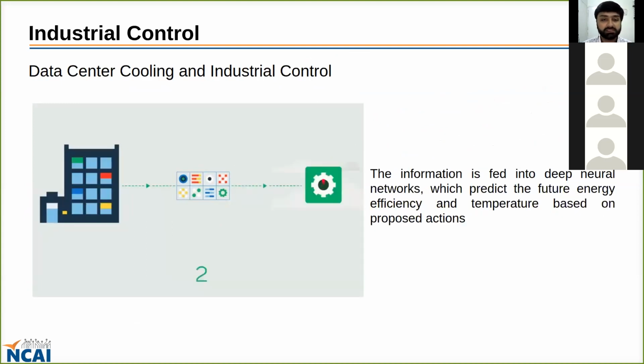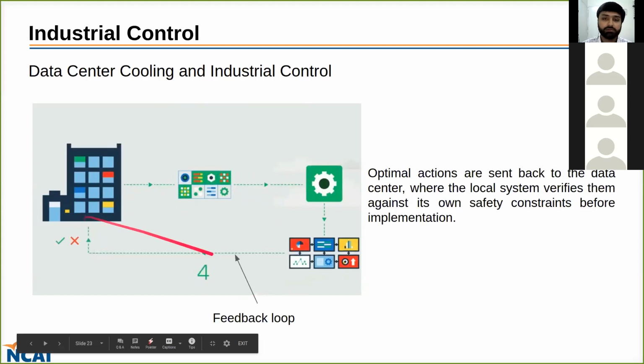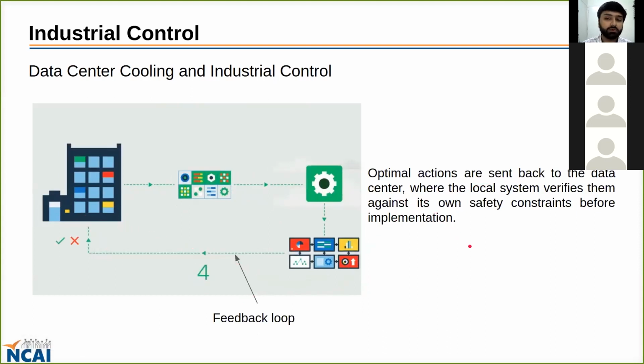Then this information is fed into the deep neural networks, which is actually, in our case, the agent, which predicts the future energy efficiency and the temperature based on the proposed actions. The AI then selects the actions that satisfy the safety constraints and minimize future energy consumption, meaning that it optimizes its actions in response to the state it has observed. These optimized actions are then fed back to the system data center, where the local system verifies them against its own safety constraints. So there is a double check, and then these actions are implemented.